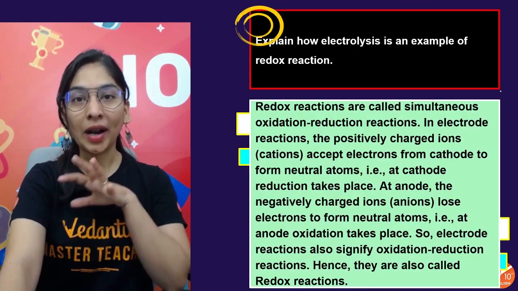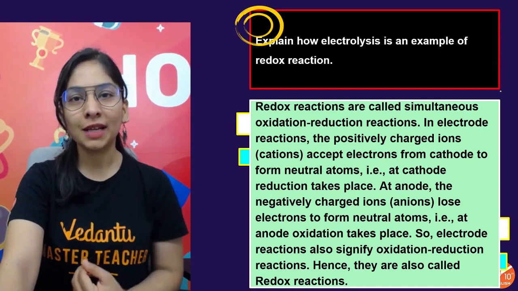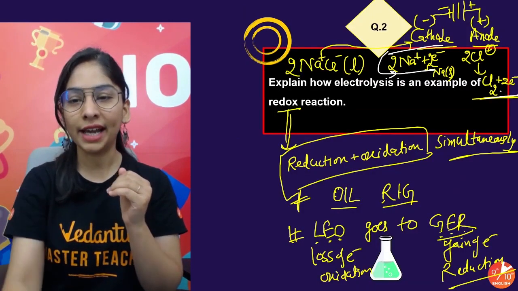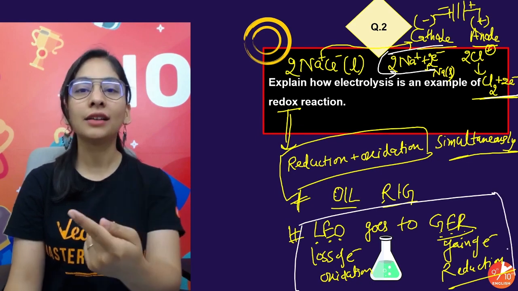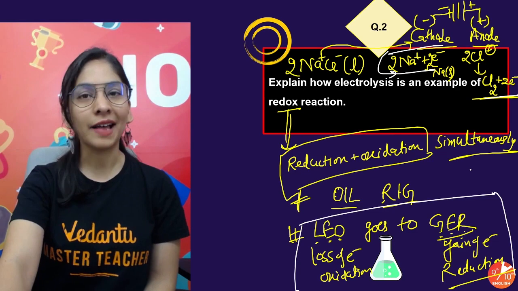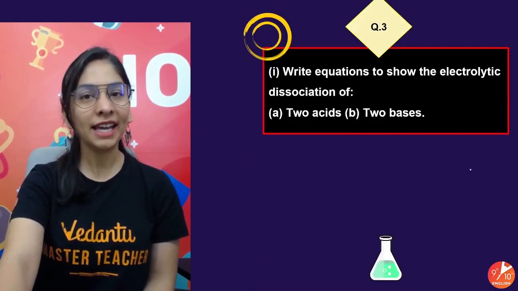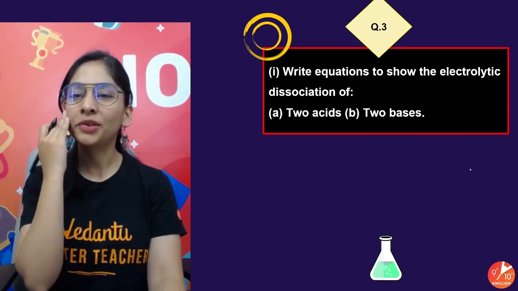So all the theory that I told you is also written. I have explained in my best possible effort. So these are the points that you need to write. Explain what redox is, then take an example and show how electrolysis is an example of redox reaction. Make sense? Okay, then let's move to the next question, question number 3.